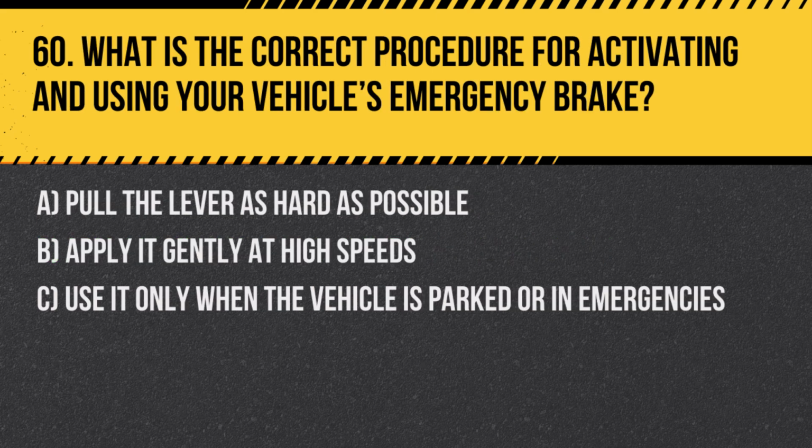Question 60. What is the correct procedure for activating and using your vehicle's emergency brake? A. Pull the lever as hard as possible. B. Apply it gently at high speeds. C. Use it only when the vehicle is parked or in emergencies. Answer. C. Use it only when the vehicle is parked or in emergencies. The emergency brake or parking brake should be used to secure the vehicle when parked and only in emergencies to control the vehicle if the primary brakes fail.